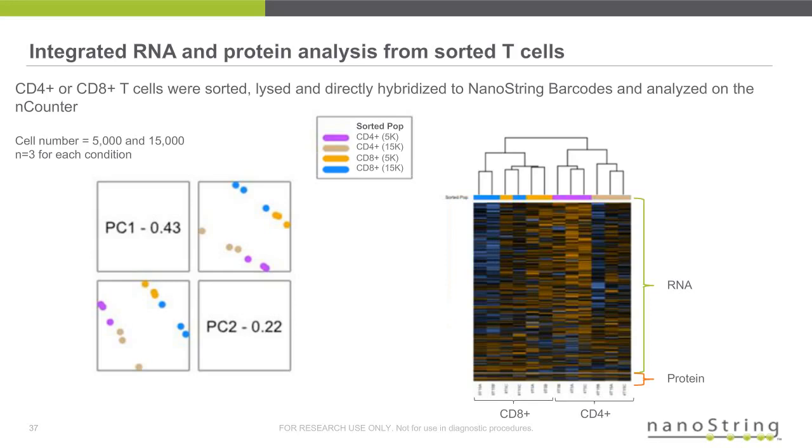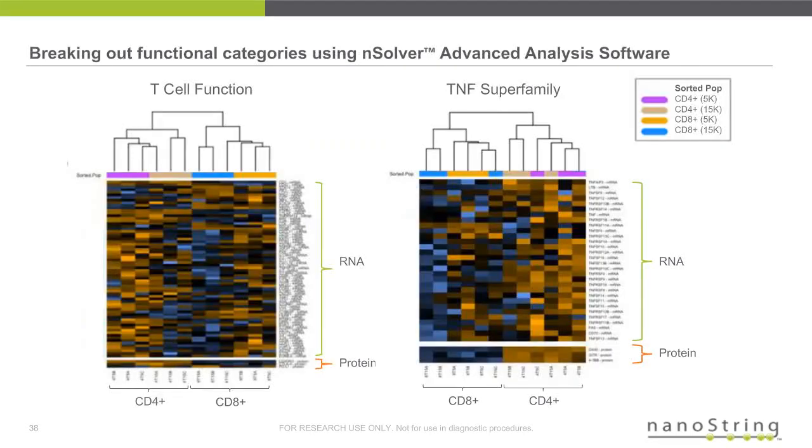So you can also look at it in a heat map where you're looking at both proteins and RNAs, but this is looking at 770 genes and 30 proteins all at the same time. Kind of hard to make much sense of that. But one of the nice features of our system is we also have a software called Insolver, and using the advanced analysis component of that software, you're able to take the data and analyze it in a lot more depth. So you can take all the RNA and protein and then just limit your analysis to genes and proteins related to T cell function. So that's an example here.